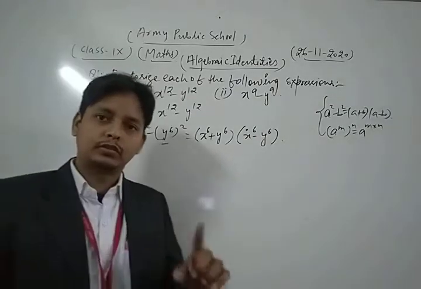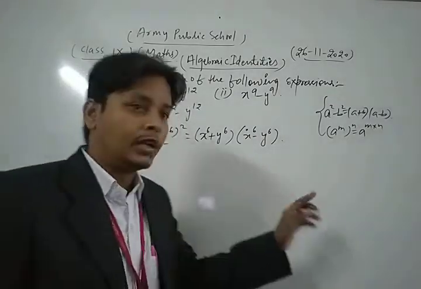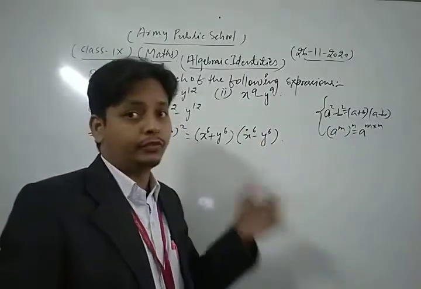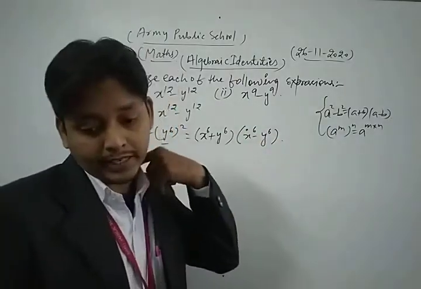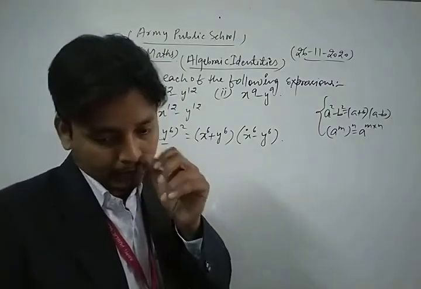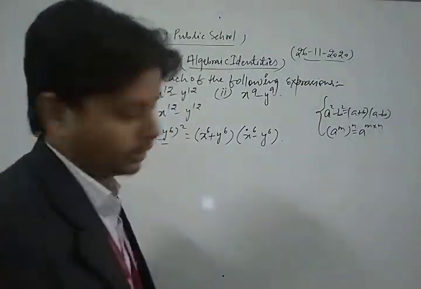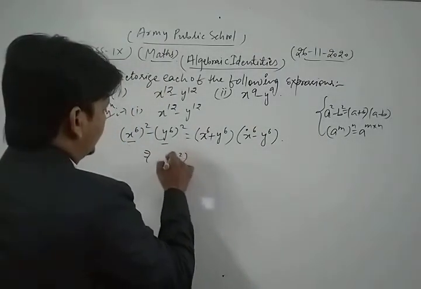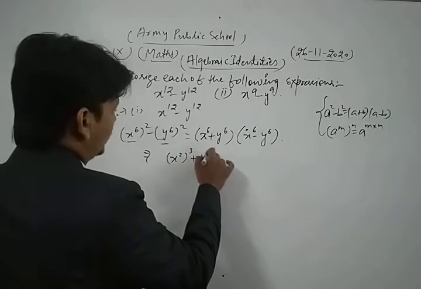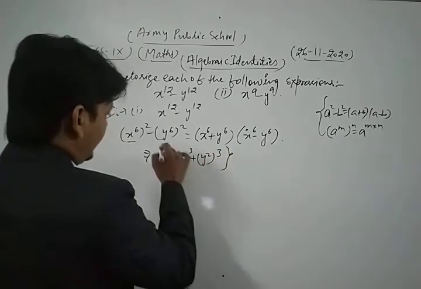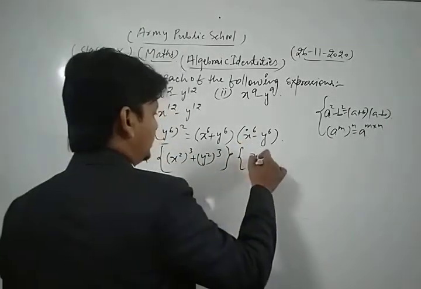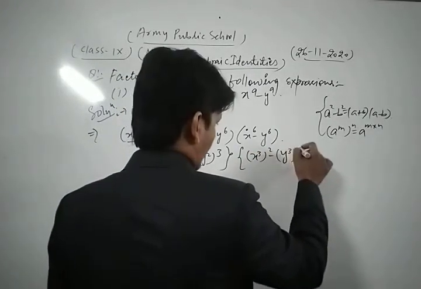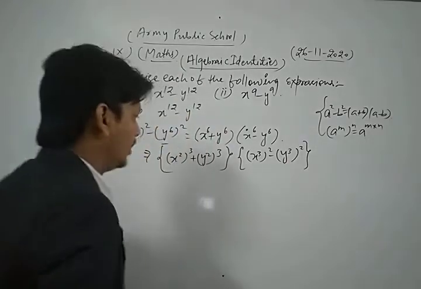So first of all we split them. Similarly, we take one more step. Now here we apply the property a cube plus b cube. Here we can write x square power 3 plus y square power 3. And here we can write, dear students, a square minus b square.